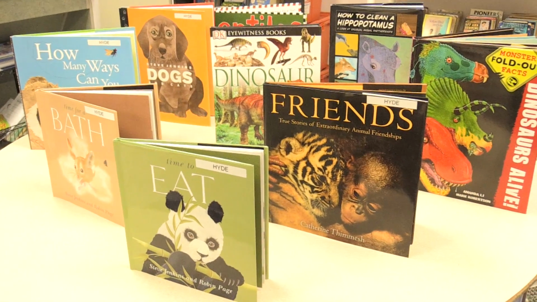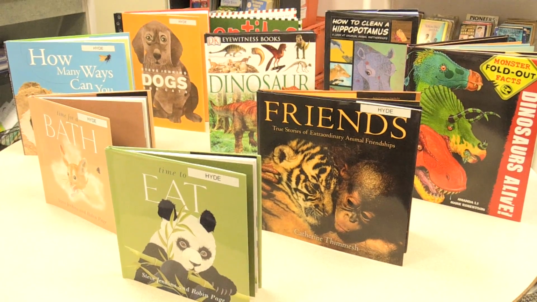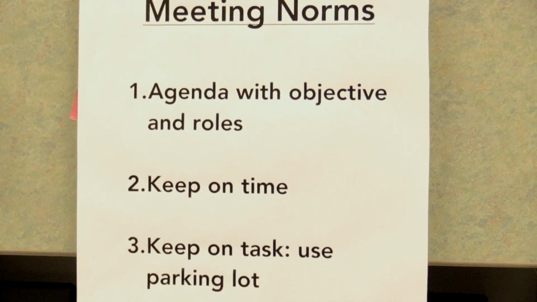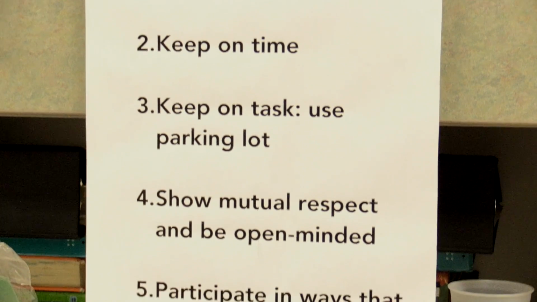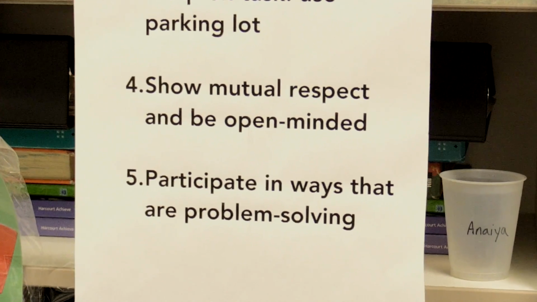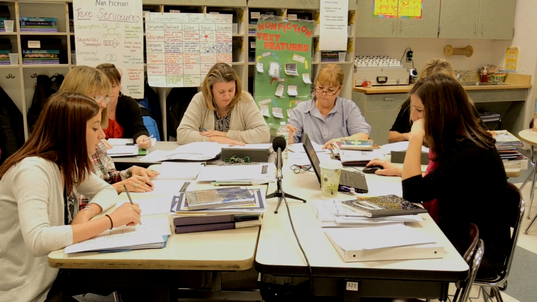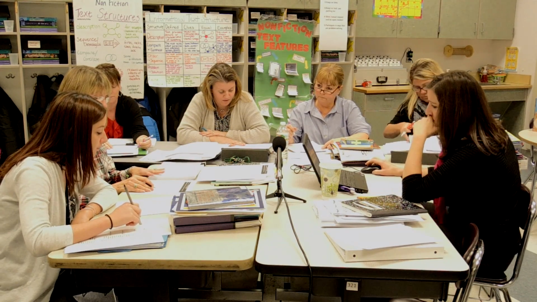Okay, looking at the agenda, we have plenty to get accomplished today. We have 5 outcomes. I'm going to read through them so we all know what we're up against, and then we can start tackling. So outcome number 1, we will look at the performance tasks to see what students will need to be able to do at the end of the unit.